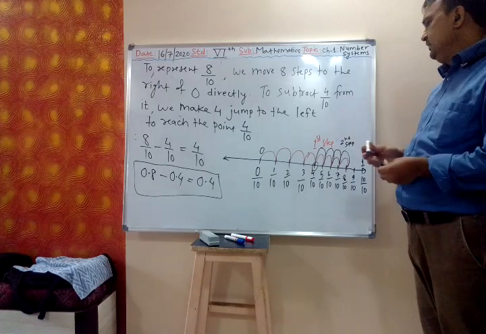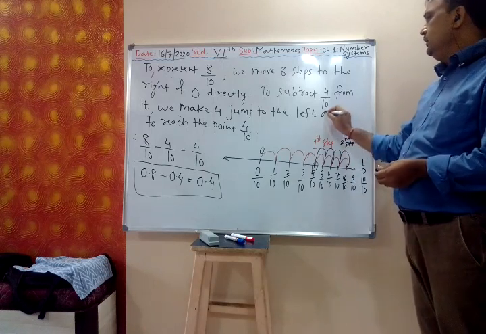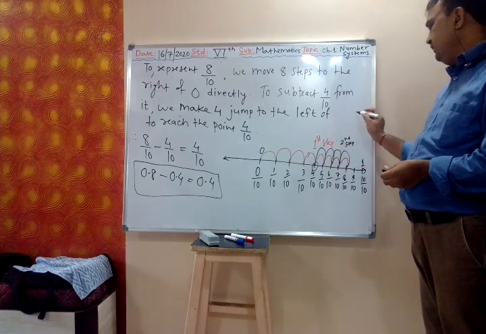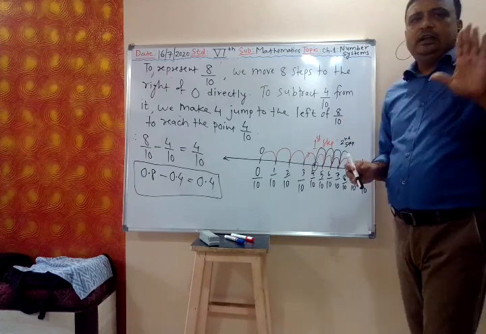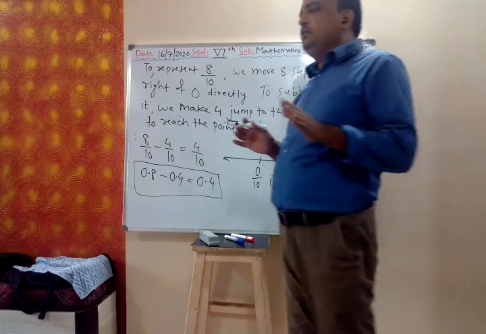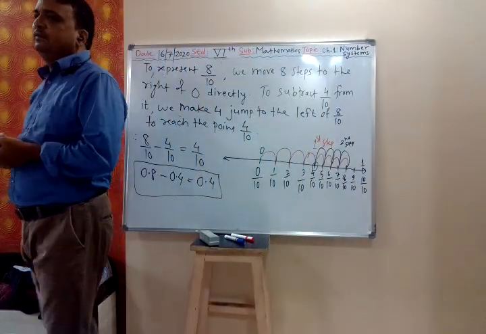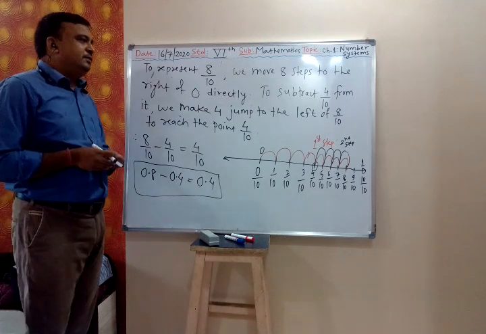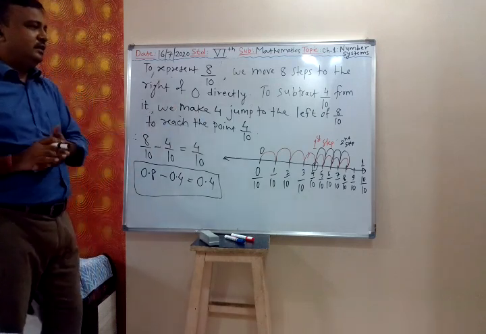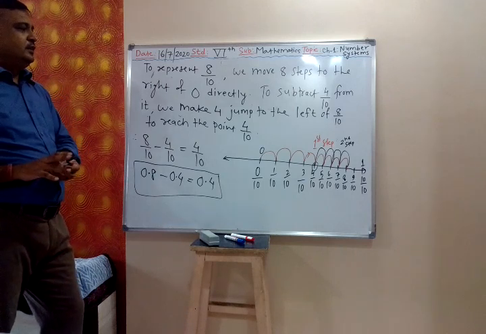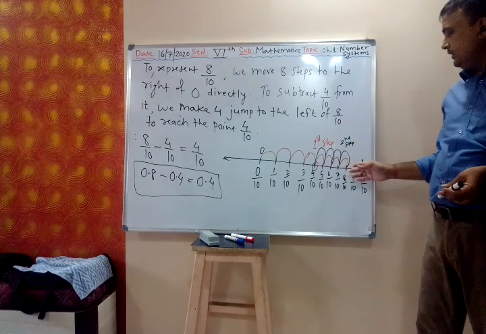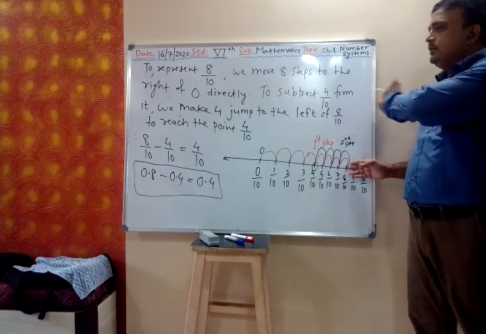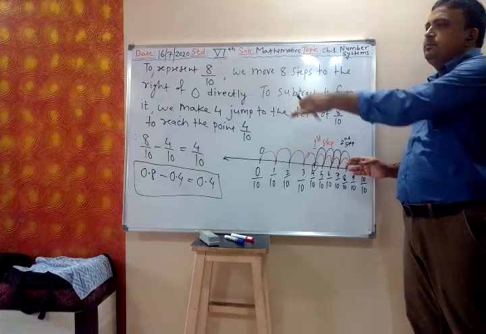4 jumps to the left. You can write 4 jumps to the left of 8 upon 10. No problem, it is understood, even if you don't write it. Once we reach 8 upon 10, from there I will jump. I will jump from the current position, 4 jumps to the left of 8 upon 10.